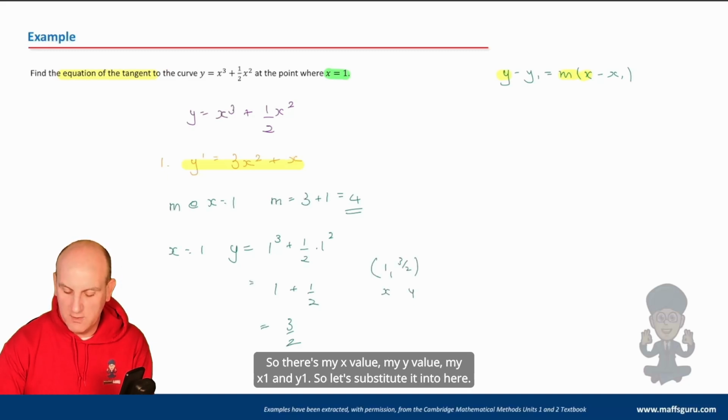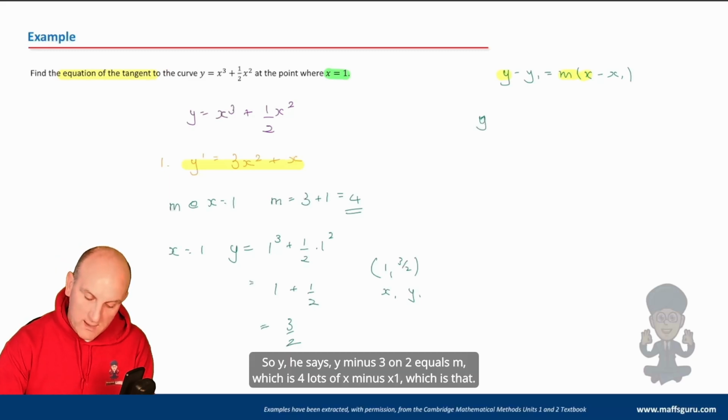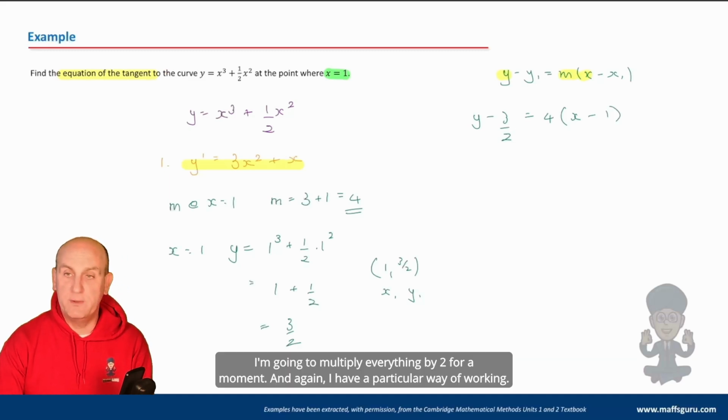So there's my x value, my y value, or my x1 and y1. So let's substitute it into here. We get y minus 3 on 2 equals m, which is 4 lots of x minus x1, which is that. All right, I'm going to multiply everything by 2 for a moment.